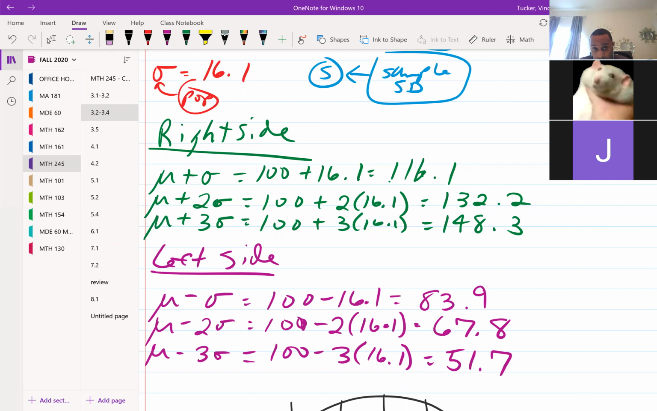All right, make sure we're okay with what we've done in order to figure out the right side and left side of your mean with the empirical rule.